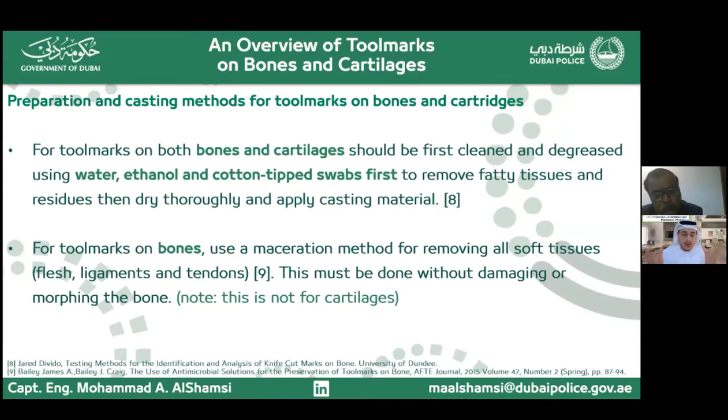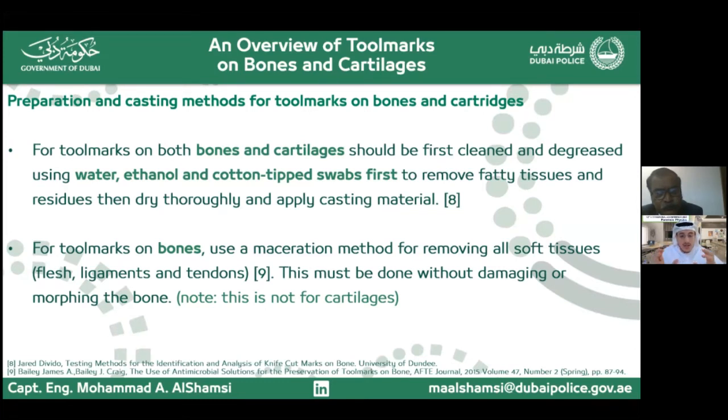So for both cartilages and bones, what we do is we bring ethanol and we just rub it off using tissues, cotton swabs, you name it, until it's a bit dry, and then we just dab it using tissues and let it air dry to make sure it's completely dry in order for the silicone or casting material to actually stick on it. Then we cast. This is the first cast.